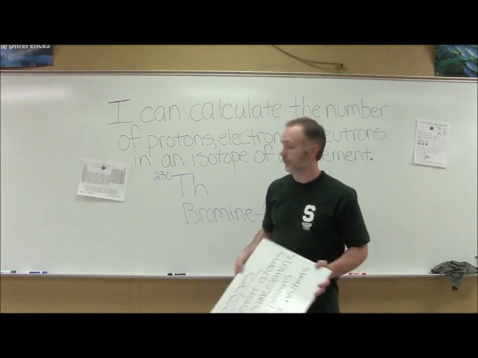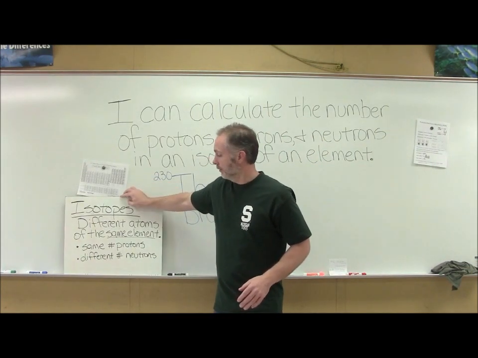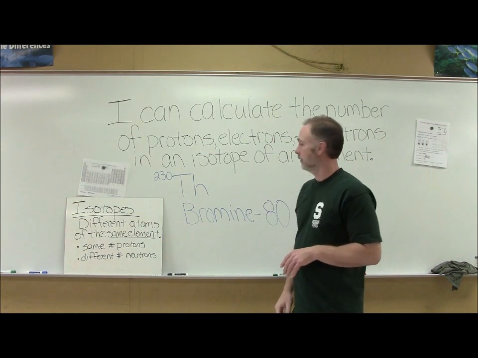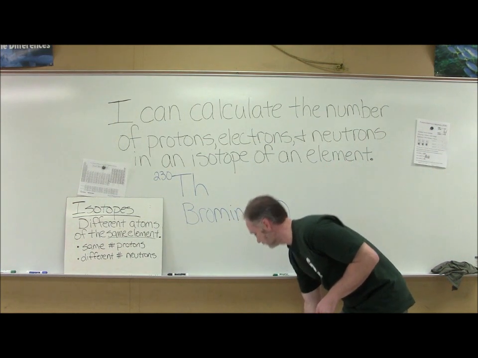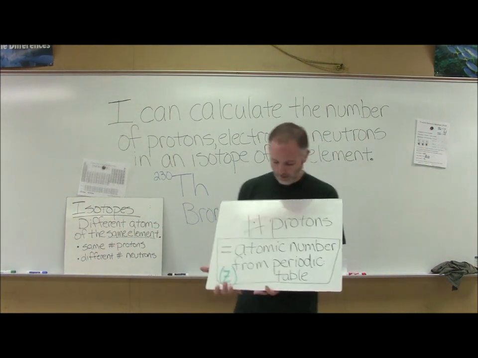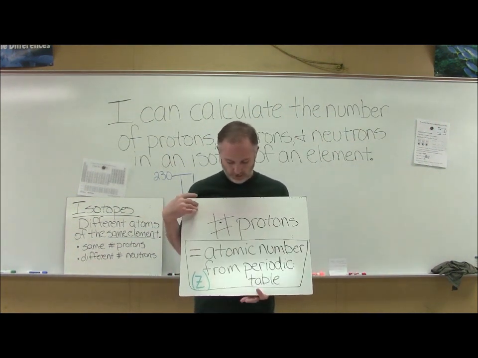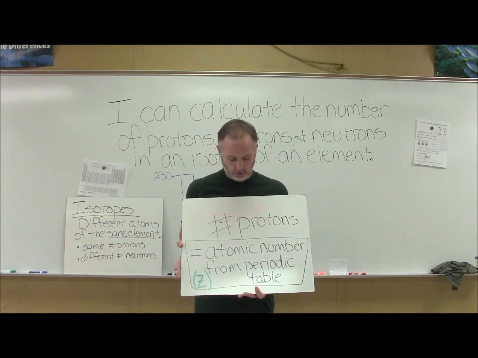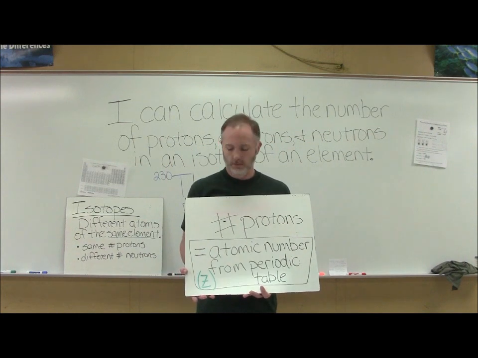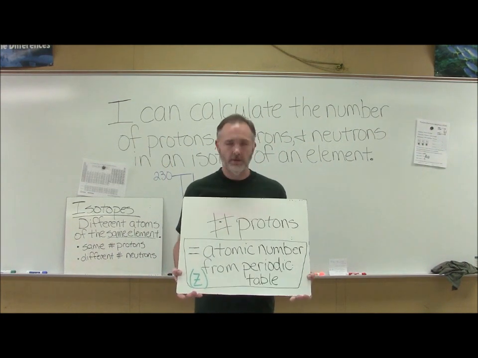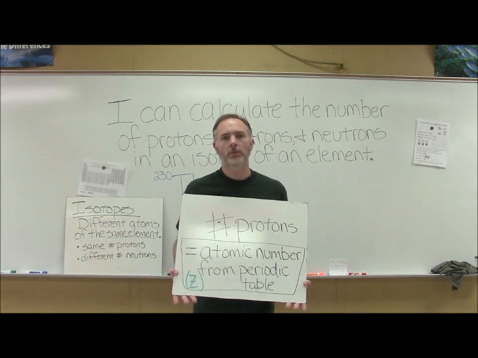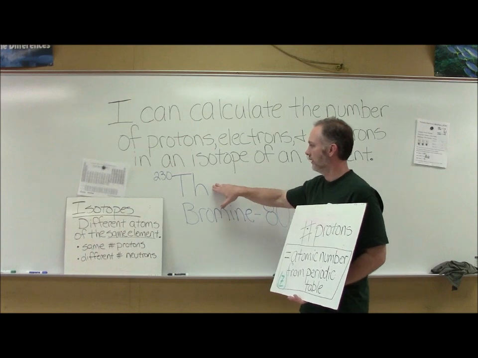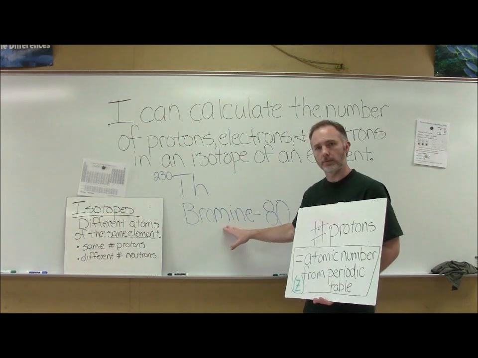Alright, so let's go through and I'm going to show you how to find the protons, electrons, and neutrons for each of these 2 different isotopes. First thing here, number of protons. That's the easy part right here. You're going to find the atomic number looking at your periodic table. And remember, atomic number is abbreviated capital Z. So take a moment, look at the periodic table, and find the atomic number for thorium and the atomic number for bromine.